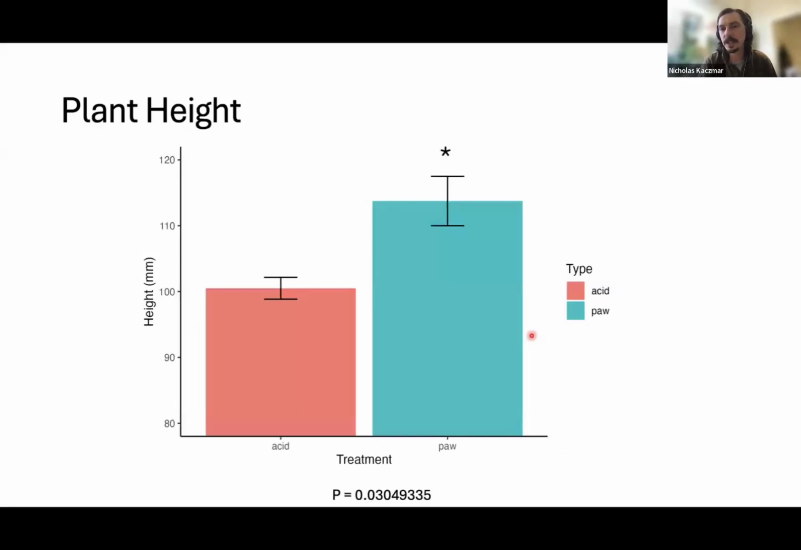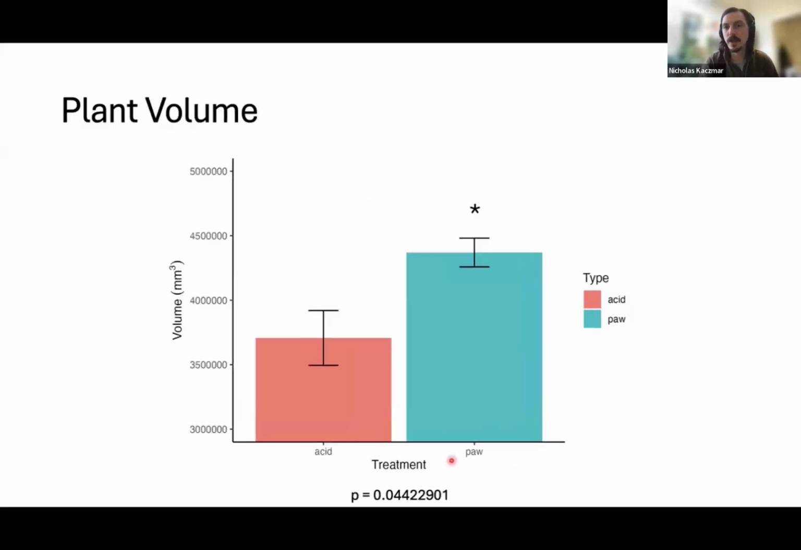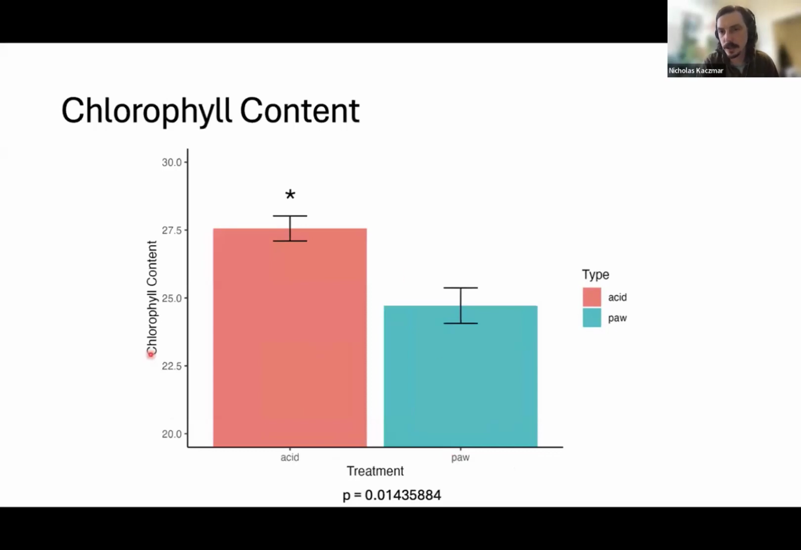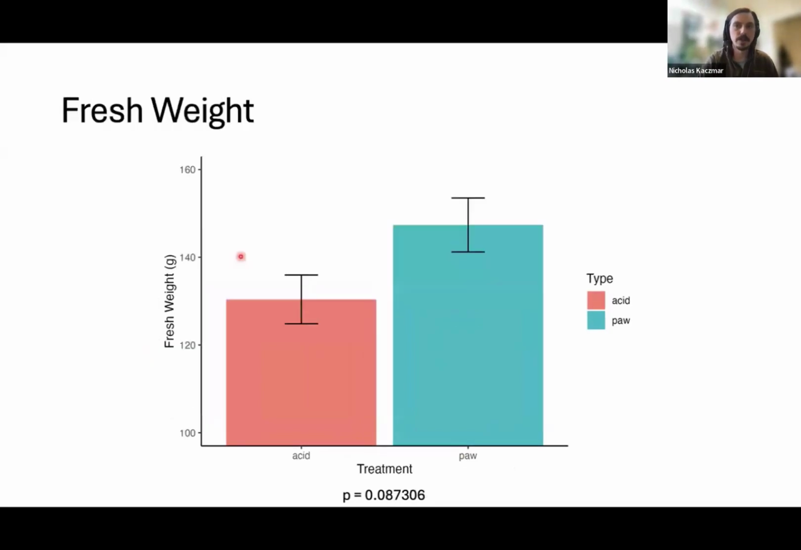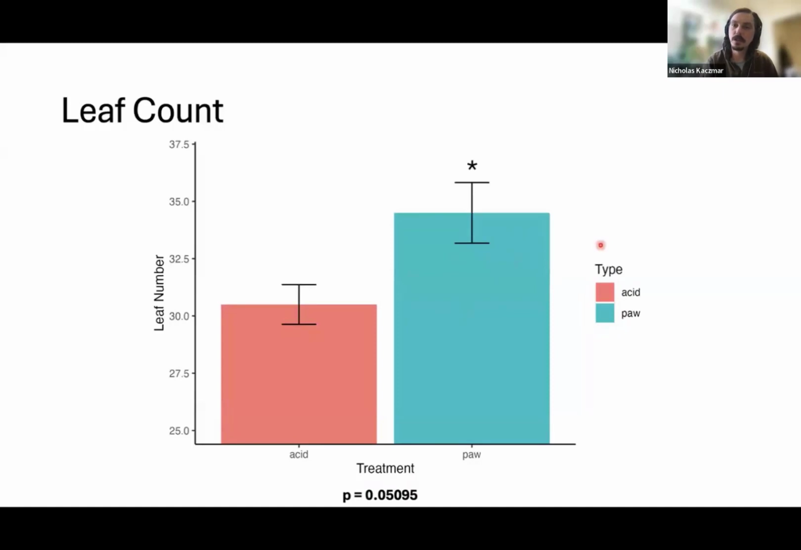We saw a significantly higher plant height for plants grown in PAW. In terms of plant volume, the plants grown with PAW added were significantly larger. The chlorophyll content, this is interesting, was significantly lower for the plants grown under PAW, which we can get into later, but we're going to study that more. The fresh weight, while not significant here, was close to significant, with a p-value of 0.08. So there's a trend here, but I think with more replication we could suss that out to a significant result. But then our leaf count, this was very interesting.